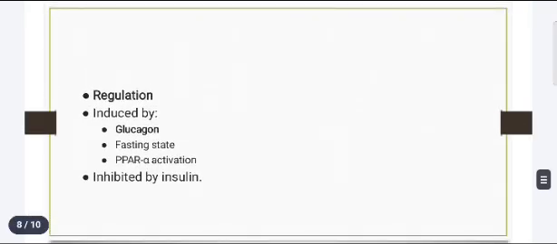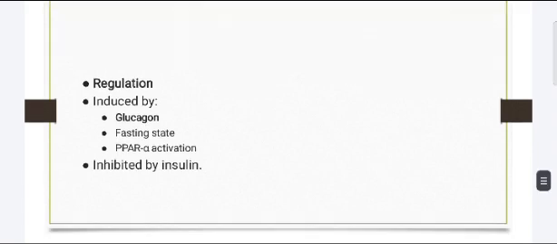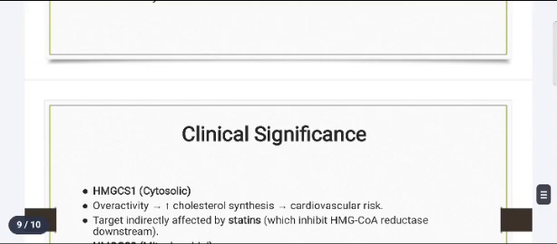This mitochondrial form is regulated by hormones such as glucagon, and it is induced by the fasting state and PPAR activation, and it is inhibited by insulin.